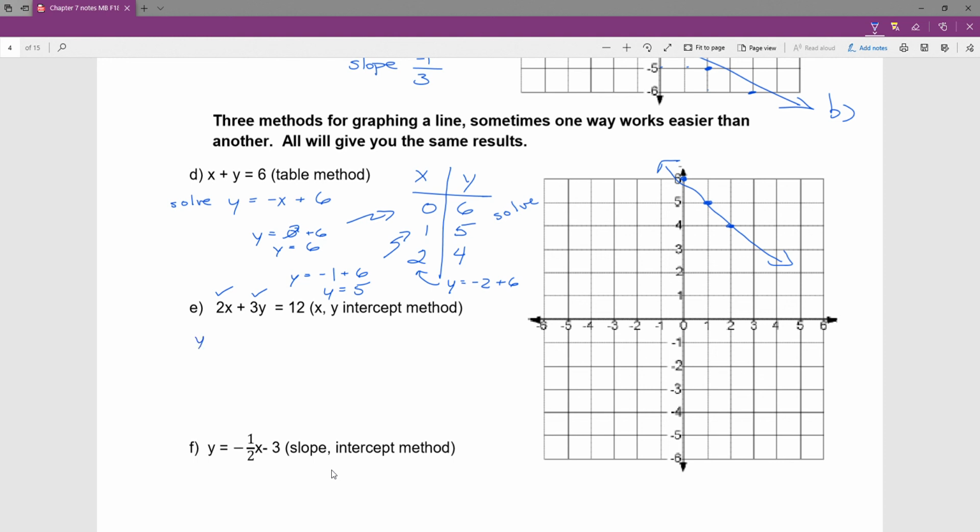So just as a recap, for the y-intercept, you say that x equals 0. And in this case, it would be that 2 times 0 plus 3y equals 12, or y equals 4. So that gives me a point of 0 and 4.